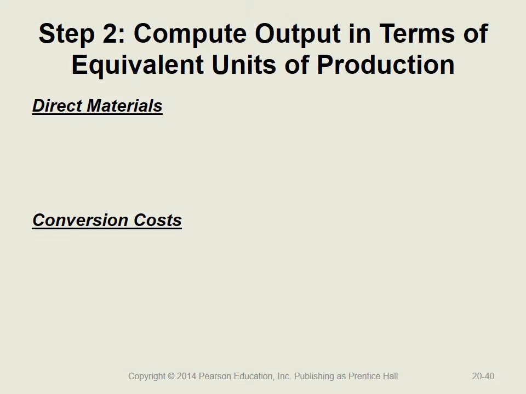Step 2 is to compute the output in terms of equivalent units of production. The assembly department adds all direct materials at the beginning of the process. In contrast, conversion costs are incurred evenly throughout the process. Thus, we must compute equivalent units of production separately for direct materials and conversion costs.